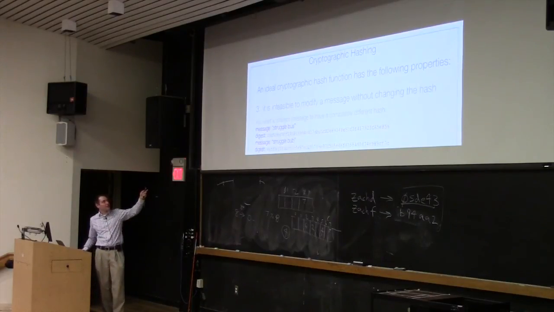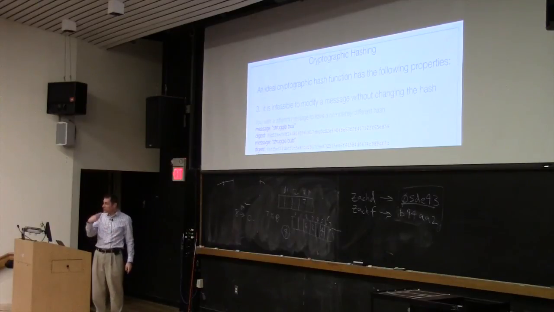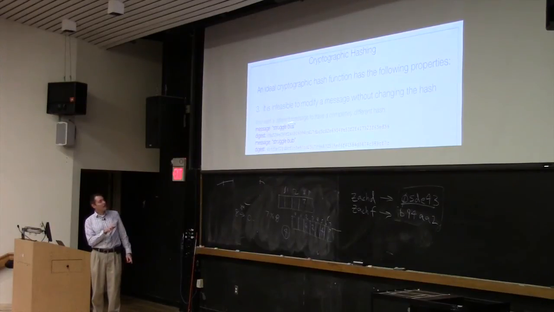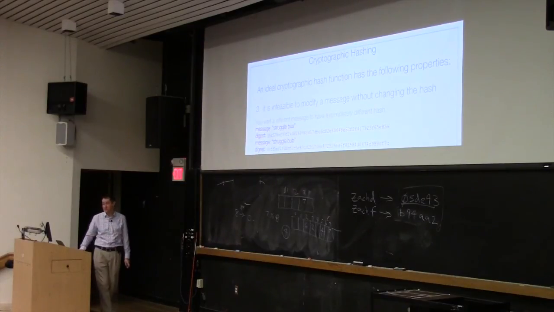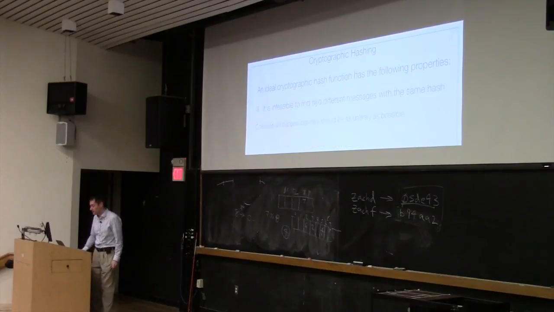Okay, let's see. The third one was, it's infeasible to modify a message. This is the one I was talking about earlier. Struggle bus maps to this. Struggle bub, change one letter, maps to something completely different. Okay, that's a very good thing. You do not want struggle bus and struggle bub to go to very similar hashes, because then you'd be able to say, hey, they both are similar messages. So you don't want that.